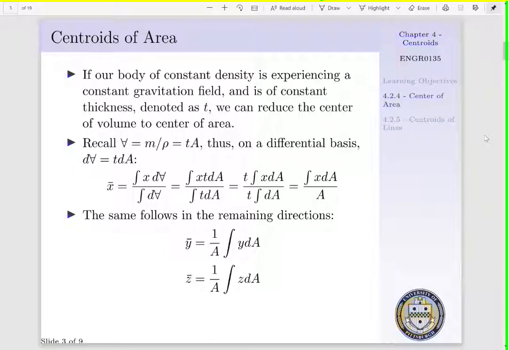Thickness is a constant, so t comes outside our integrand, and we're left with the integral of x dA per A. Likewise, in the same directions, we have y bar being equal to 1 per A, the integral of y dA, and z bar being equal to 1 per A, the integral of z dA.